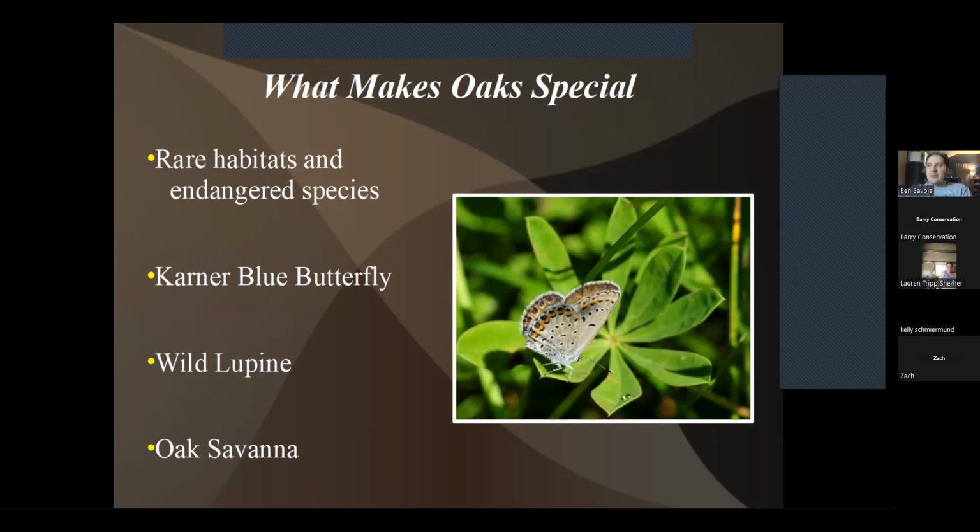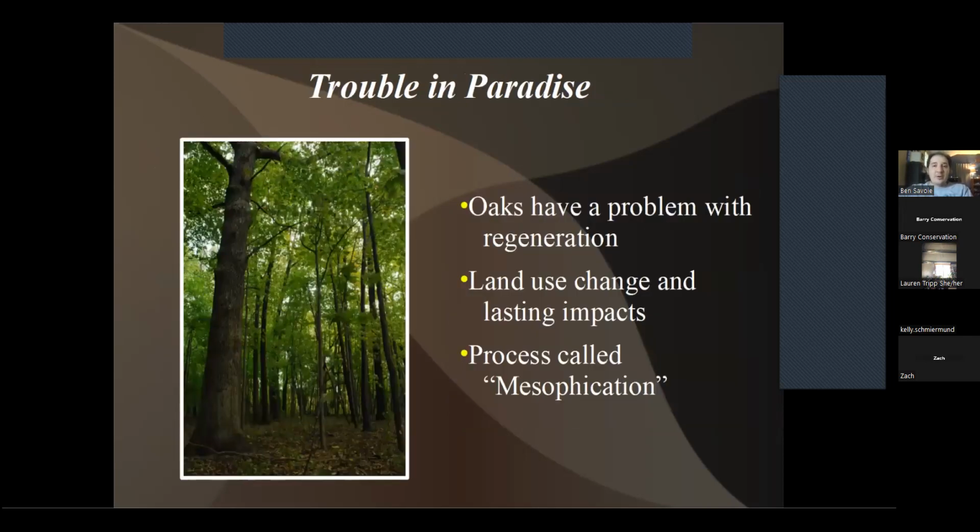Basically, the more that we promote oak growth and these types of ecosystems, the more diverse and rare species that we can support. But oaks are having some trouble. Oaks have a problem with regeneration, which means the younger growth, the seedlings and saplings that are trying to grow up from the forest floor. There's not enough of it to replace what is older and aging out of the system.